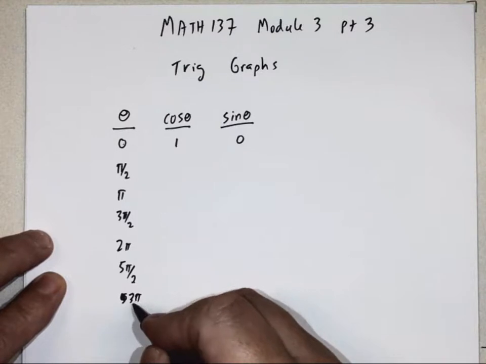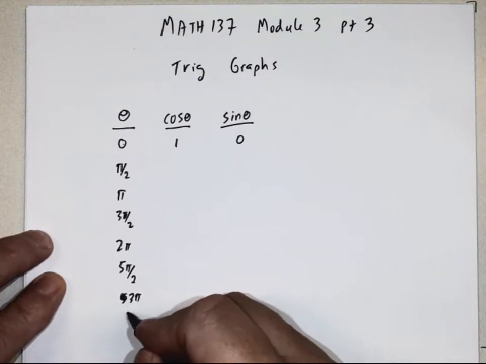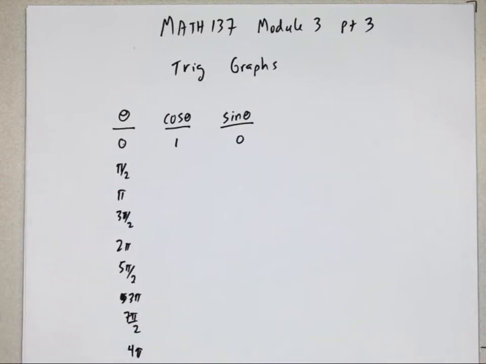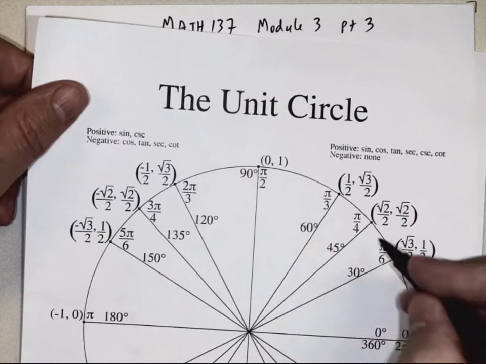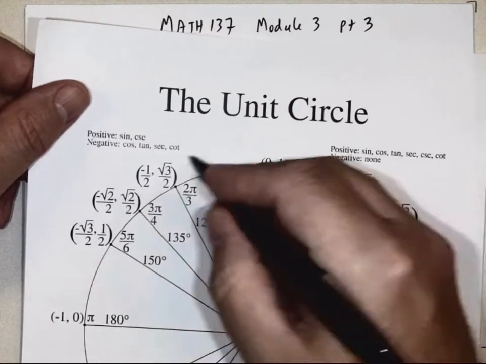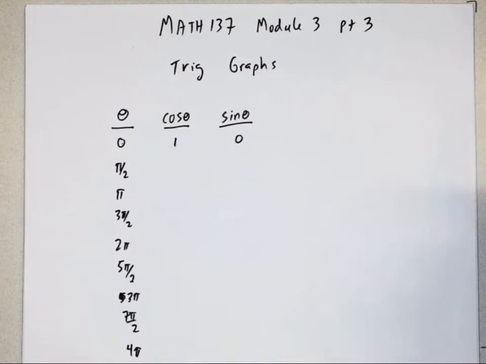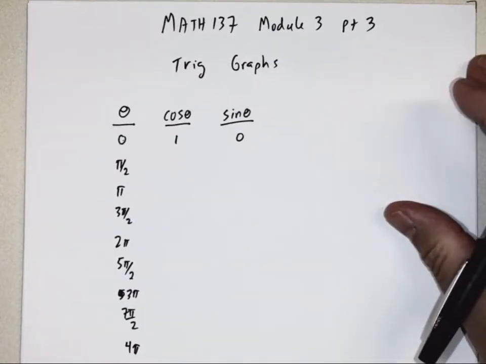Let's go all the way around twice. So now I went around the circle twice, 0 to 2 pi, then 2 pi to 4 pi. Now let's figure out what the cosine and sine is for all these angles. And this comes directly from knowing the unit circle.